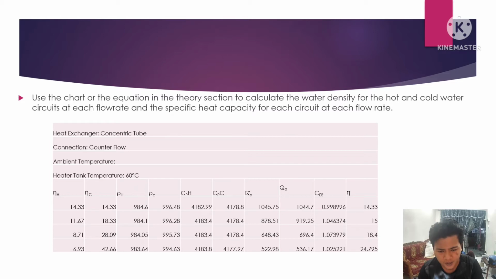1045.75. The QA is 1044.7. The CEB is 0.998996. Then lastly N is 14.33. Same goes for the other tests, which are test 2, test 3, and test 4.